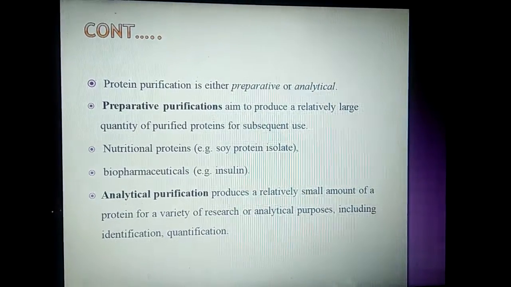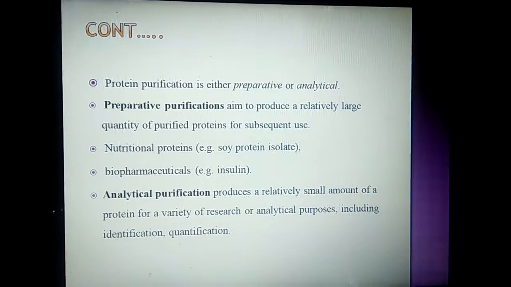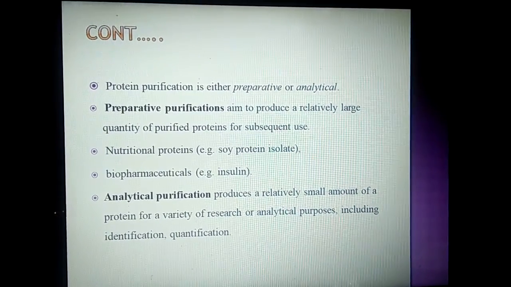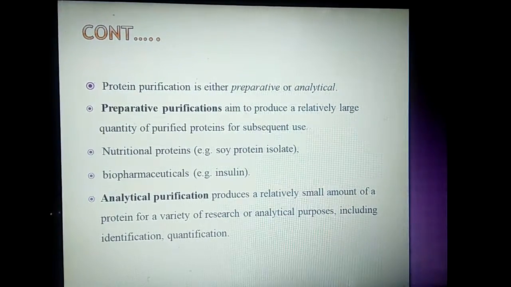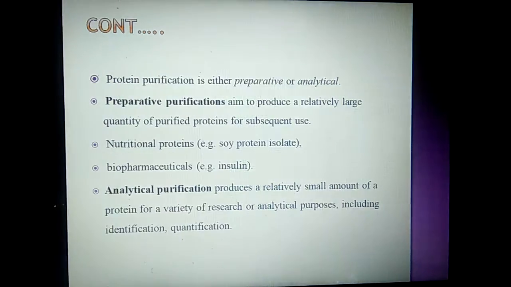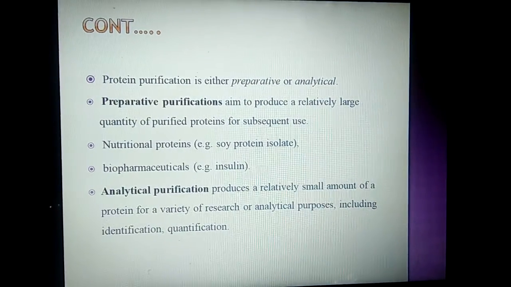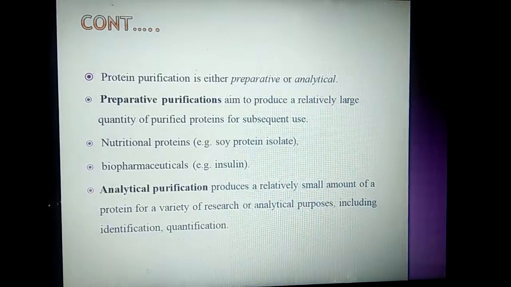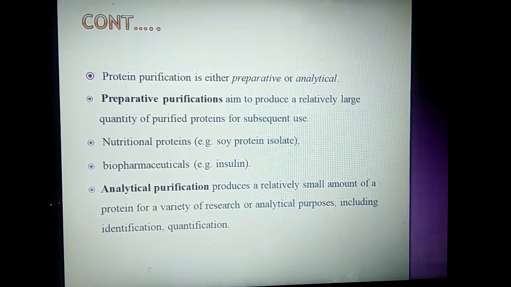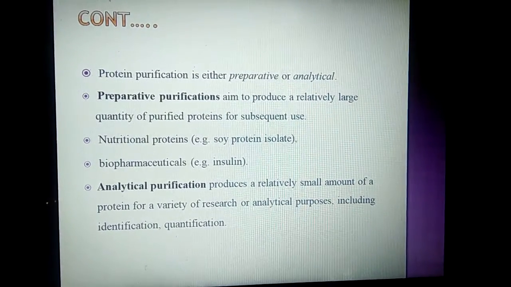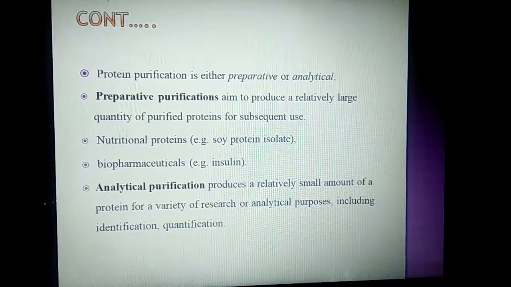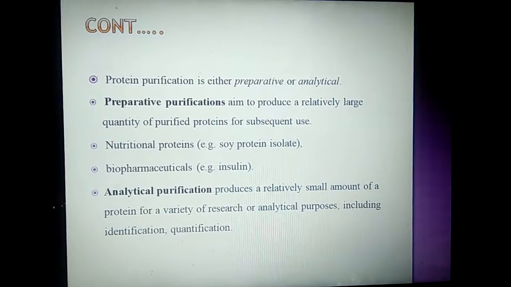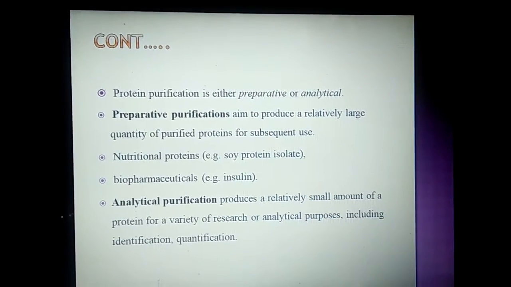The second one is analytical purification. In this case, we need a relatively small amount of protein. For example, if we are doing research work on a specific protein and we are purifying it, that is analytical purification. So basically, we have two different types of purifications, preparative and analytical. The preparative one is to produce a large quantity of protein, for example, for industrial processes, and the analytical purification is to produce the protein of interest in a relatively small amount, mainly for research purposes.